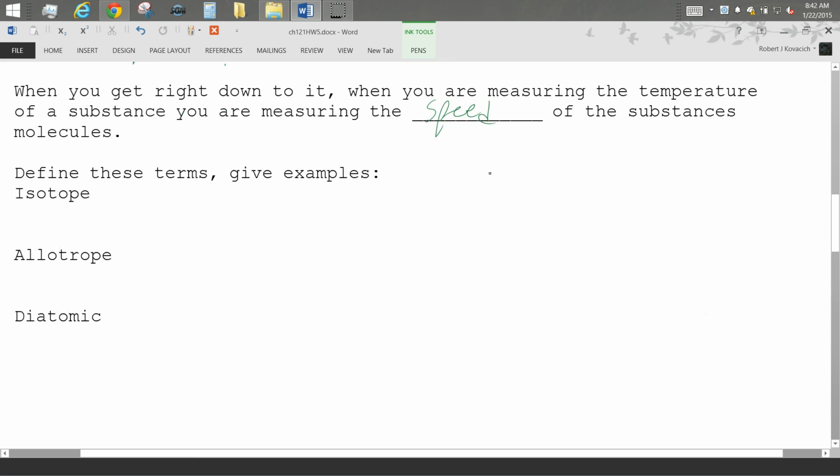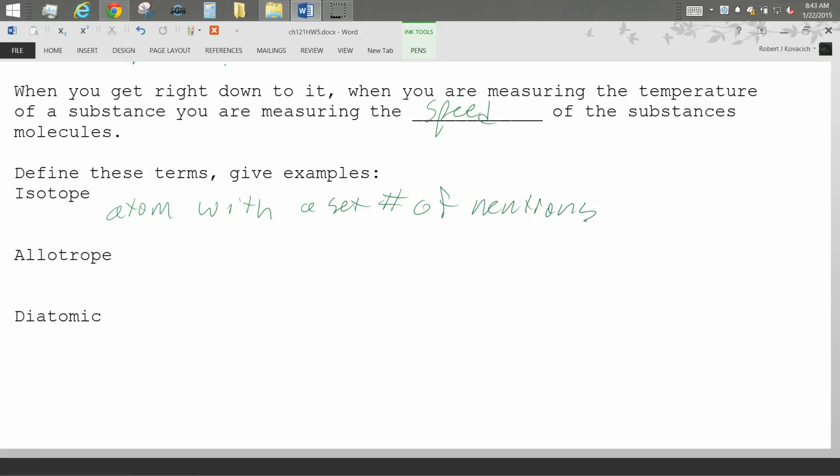How about the isotope? What's that one? With the set number what? Do I have to say set number of protons? No, because the proton number is set for any atom. So if I'm looking at nitrogen, nitrogens have 7 protons, period. And most nitrogens have 7 neutrons, but some have 8, some have 6. So we're talking about one of those particular nitrogens with this number of neutrons, or any of the other elements with this number of neutrons.